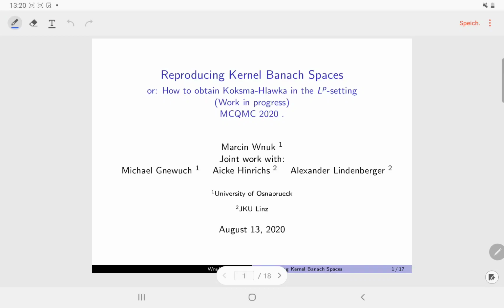My name is Marcin Wnuk, and I will be talking today about reproducing kernel Banach spaces, or to be more concrete, how to obtain Cox-Maklowka inequality in the LP setting. This is joint work with Michael Gniebuch, Eike Hinrichs, and Alexander Lindenberger, and this is very much work in progress. So let us start.